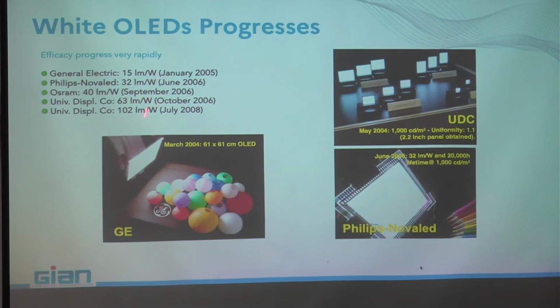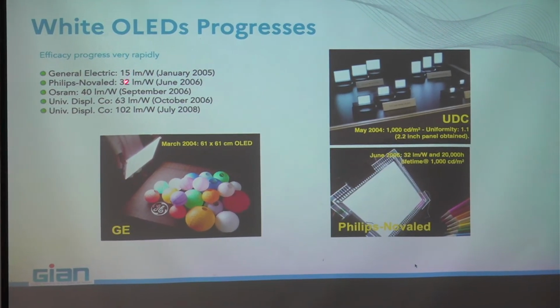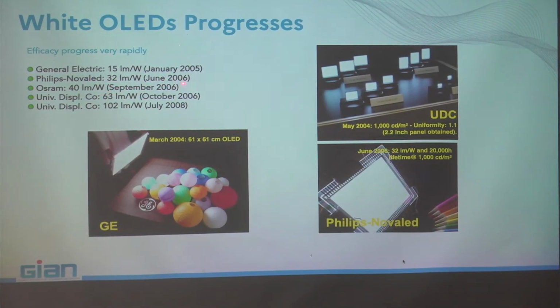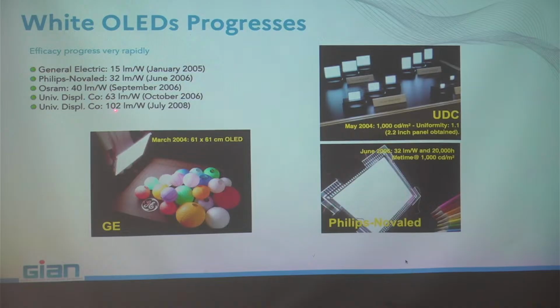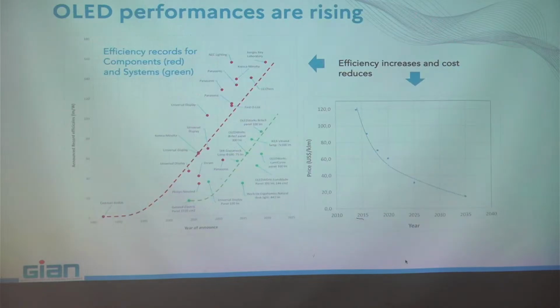You see the progress, very rapid: 2005, 50 lumen per watt, then 32 in a year later, 40, up to 102 lumen per watt in 2008, and since then it continues to increase. We are able to make large area screens here. And here is the efficacy in lumen per watt. This is for components. You see here we are at more than 100 lumen per watt, and this is for organic LED systems, which is also increasing very rapidly.